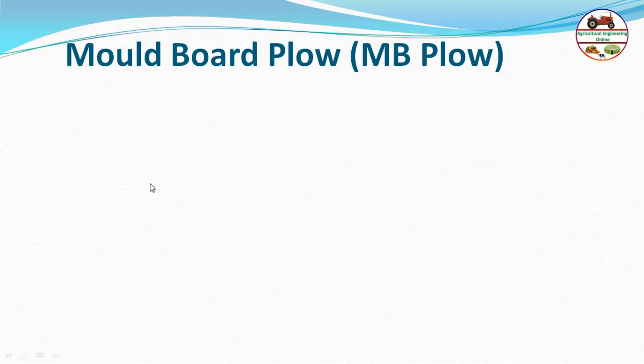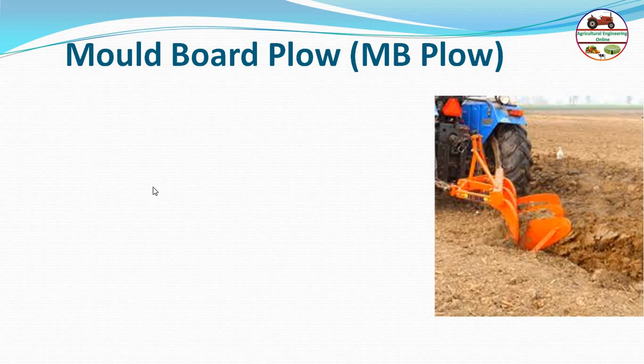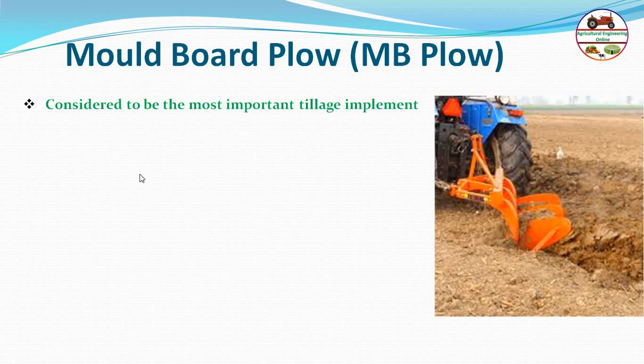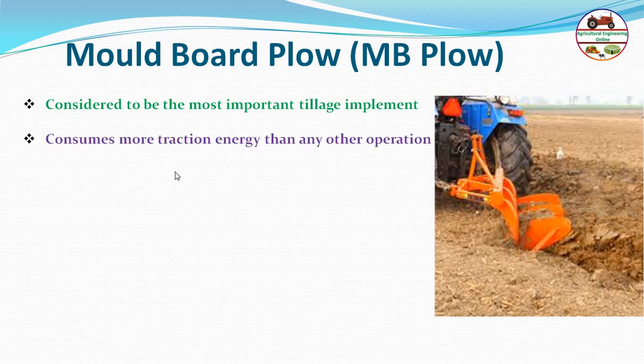So what is a mold plow? Basically, the mold plow is the basic implement for opening up the soil. It is a primary tillage implement, and it is considered the most important tillage implement because it opens the hard surface of the soil. It consumes more traction energy than any other operation because the hard soil is broken, and it requires more energy in this case.